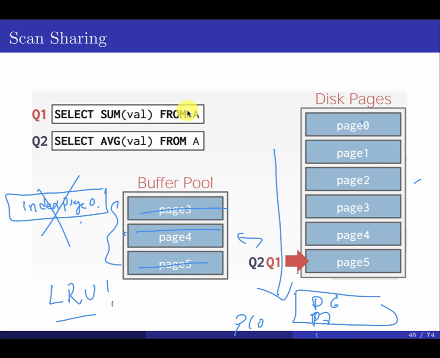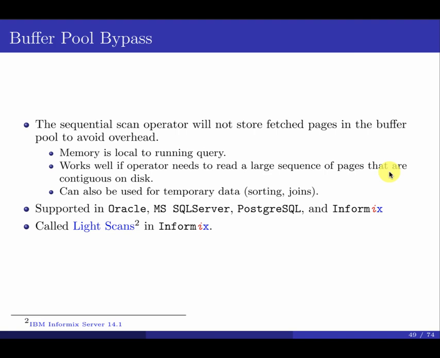So in this case, in order to solve this problem, we can have something else. Maybe we can say, for example, I know this query is going to perform the same sequential scan. So what I'm going to do in this case, maybe I'm going to allocate space in the memory. Yeah, this is the buffer pool, okay?